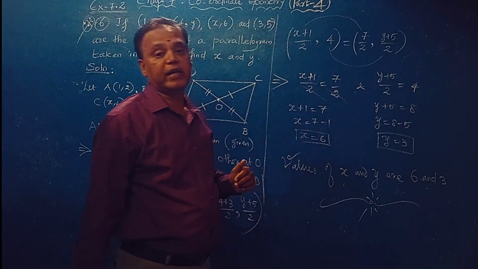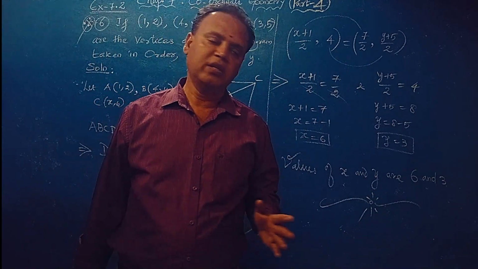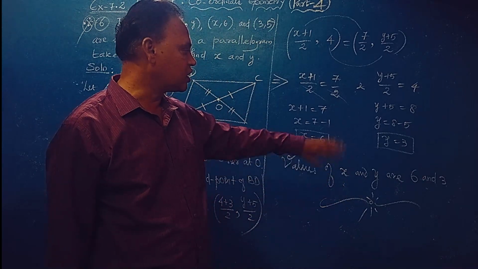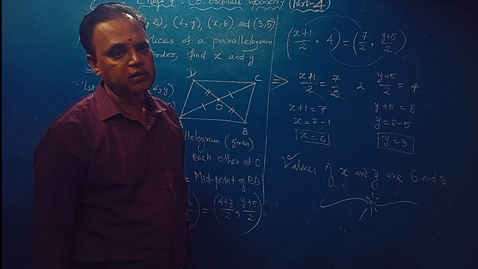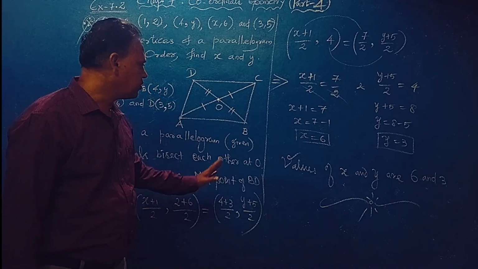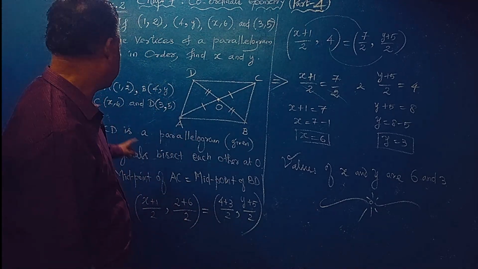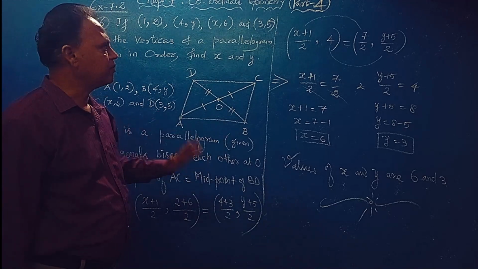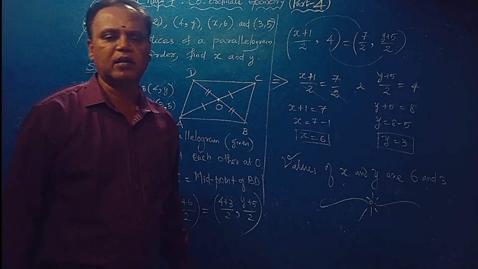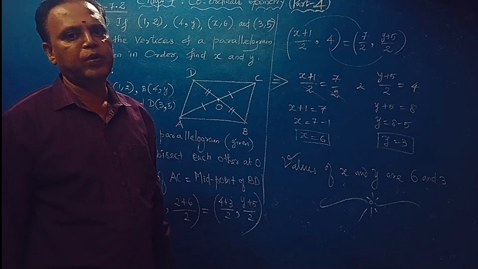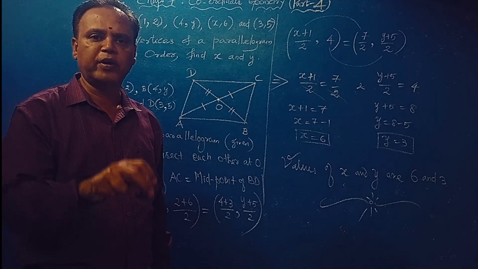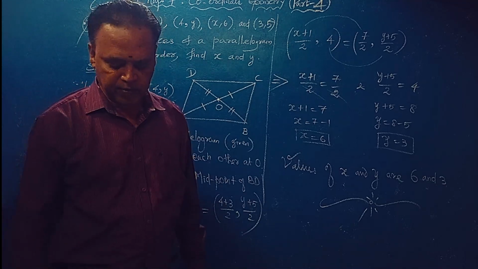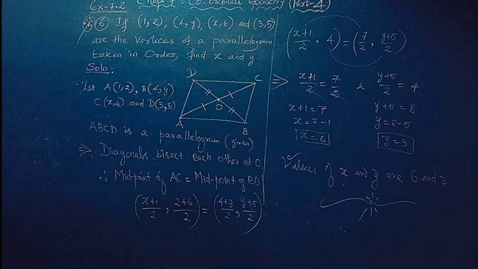Like this only you have to write the answer. You should not write 6, 3. Values of x and y are 6 and 3. So easily you can do. You have to remember this parallelogram property. This problem is very simple. Then using the midpoint formula. Always remember the midpoint concept: adding the x coordinates divided by 2, adding the y coordinates divided by 2. Understand?